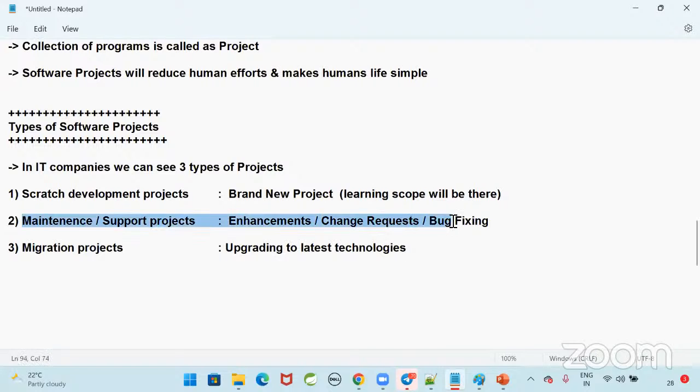But when you go for maintenance, modifying code written by another programmer is difficult. Migration means upgrading the project from the old technology to the latest technology. That is called migration. Samjha? Good. But unfortunately, what kind of projects are more in IT? Tomorrow when you join an MNC company, what kind of project will you get? Second or third category. If you get the first category, excellent, you are lucky.